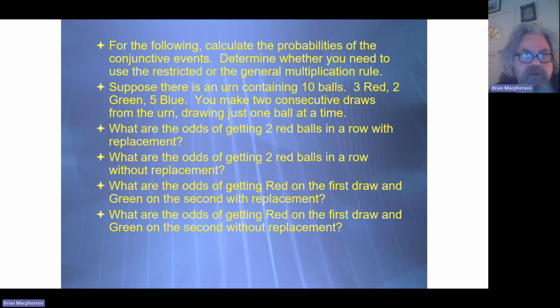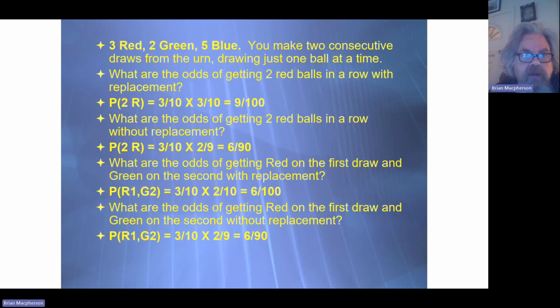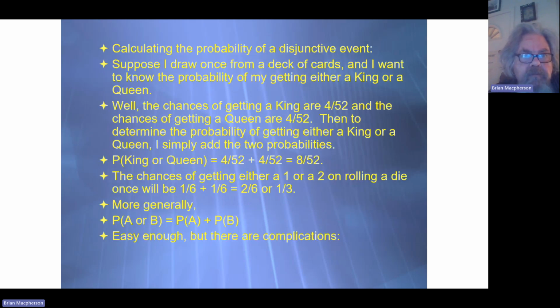So we did some examples last week together, and those are all on the slides here if you want to look them up. The next topic that we talked about last week was calculating the probability of a disjunctive event. When you are calculating disjunctive events, instead of multiplying, you add, right?